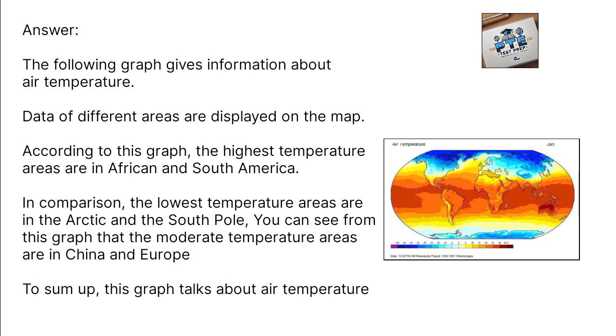In comparison, the lowest temperature areas are in the Arctic and the South Pole. You can see from this graph that the moderate temperature areas are in China and Europe. To sum up, this graph talks about air temperature.